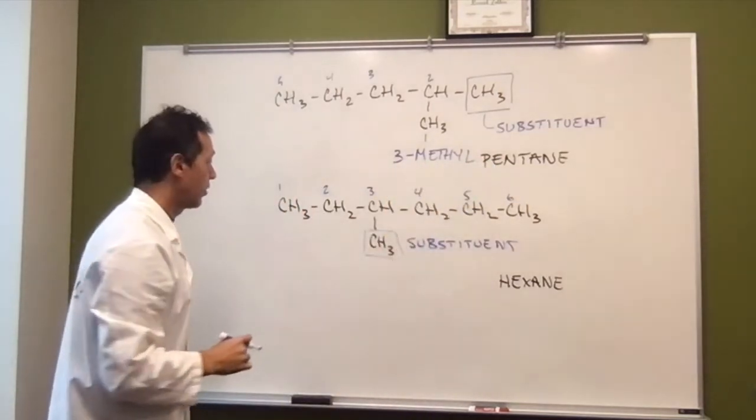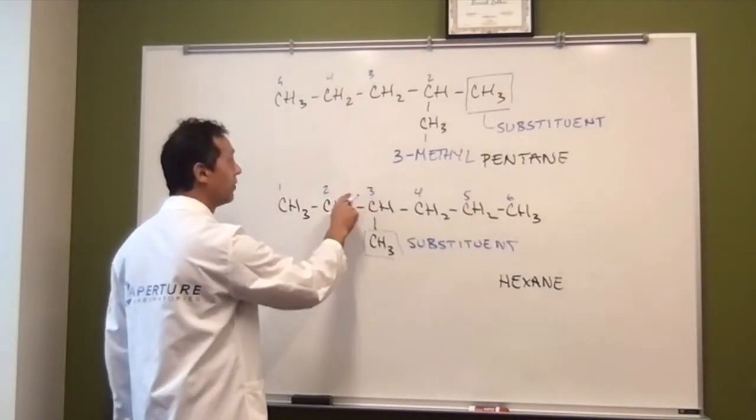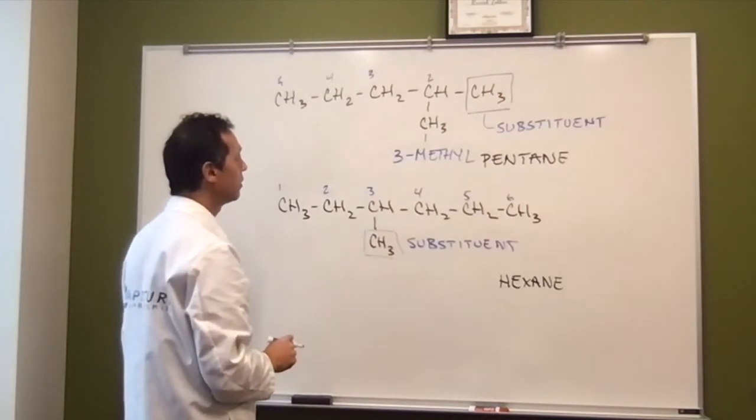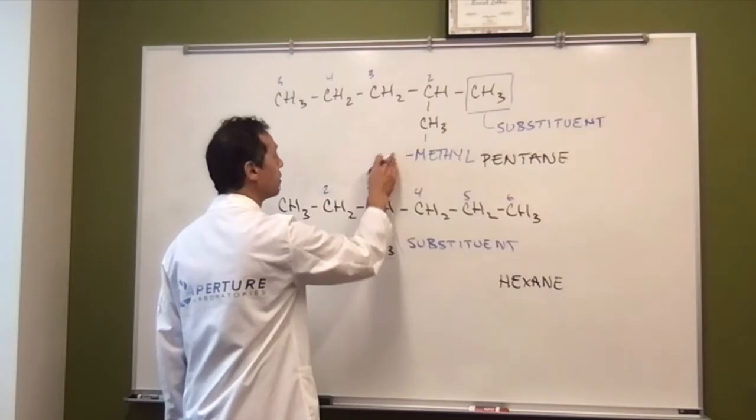And we could do the same thing with this one here. We've got hexane, and we're coming off of the... oh, wait a minute. I numbered that wrong, didn't I? This should be a 2. Better change that there to a 2.